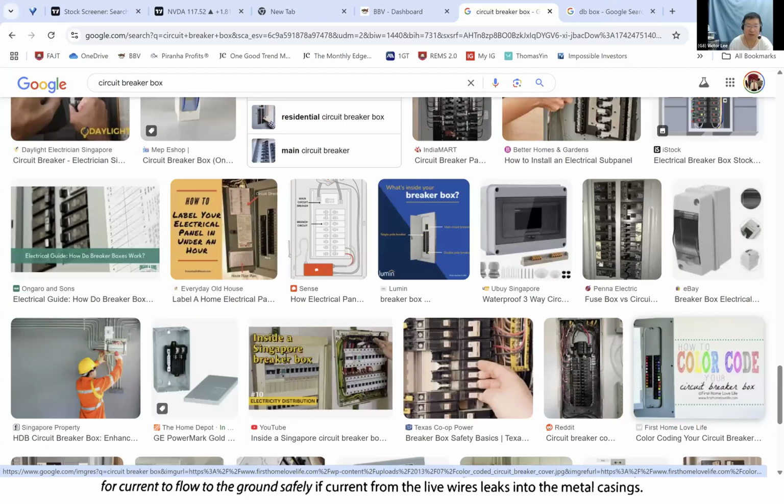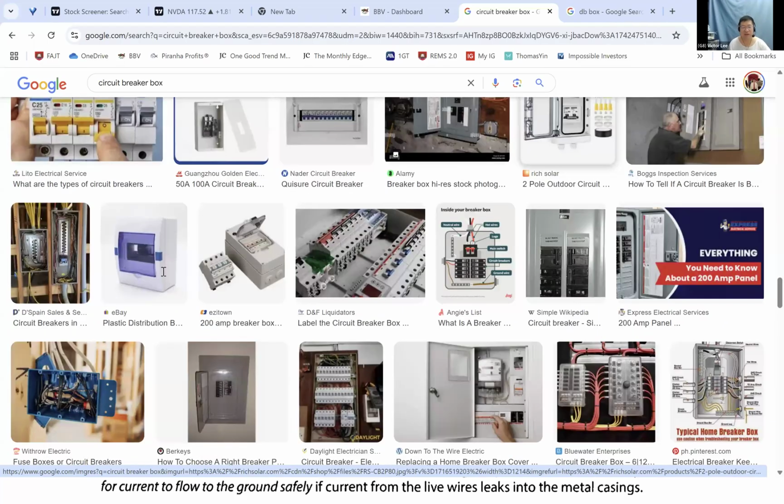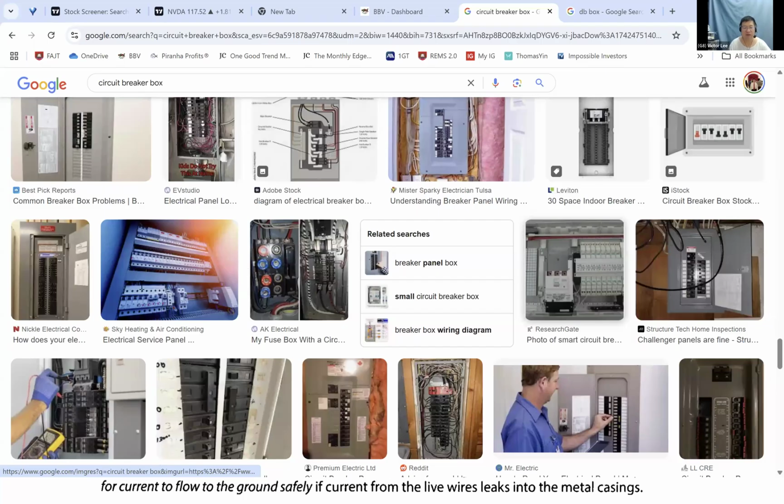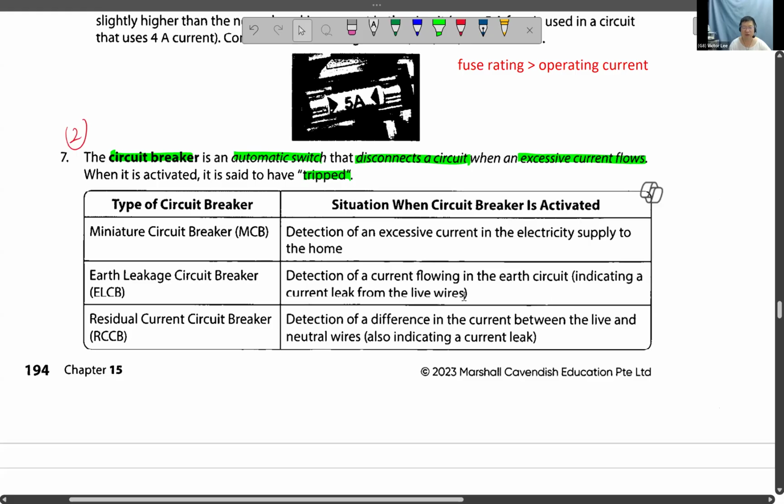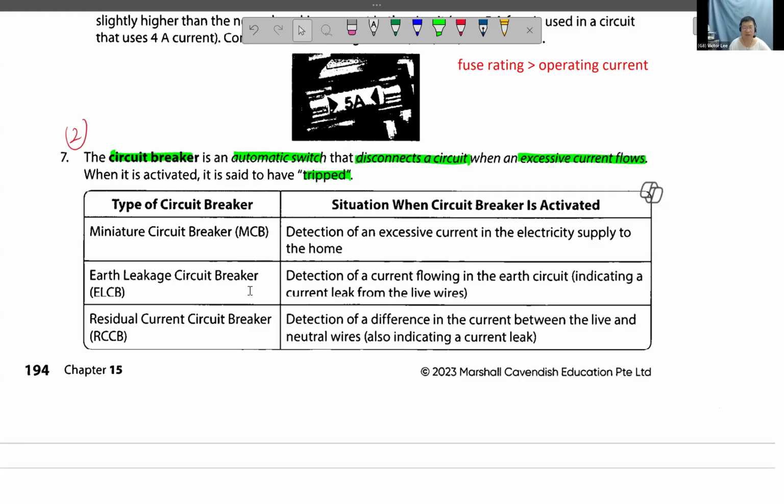What's special about this circuit breaker is that there are a few kinds. The main one that I used to see is called miniature circuit breaker. Basically, when the current flowing through is too high, higher than the current you're supposed to have flowing, it will detect and switch off the trip. Then the earth leakage circuit breaker: this one is for when there is a leakage to earth. They detect current flowing in the earth circuit, then break it.